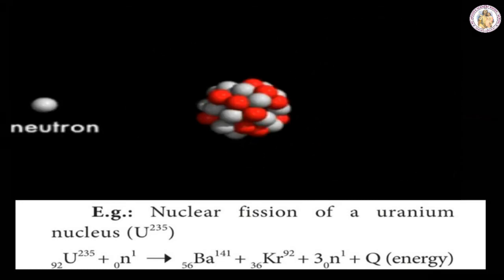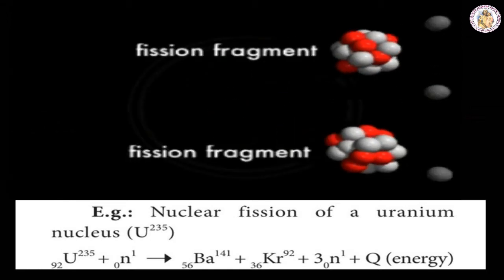So uranium has atomic number 92 and mass number 235. When it undergoes the nuclear fission process, this heavier nucleus of uranium splits up into two lighter nuclei, that is barium and krypton. Ba is barium and Kr is krypton. So it splits into two lighter nuclei and a few neutrons are also released.